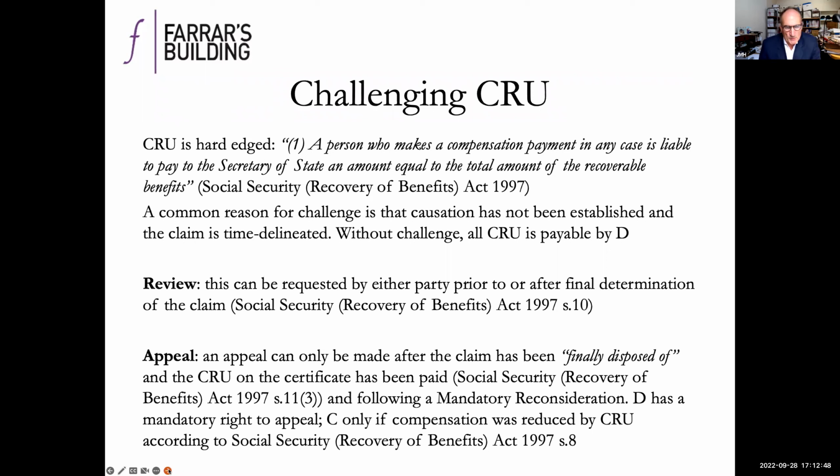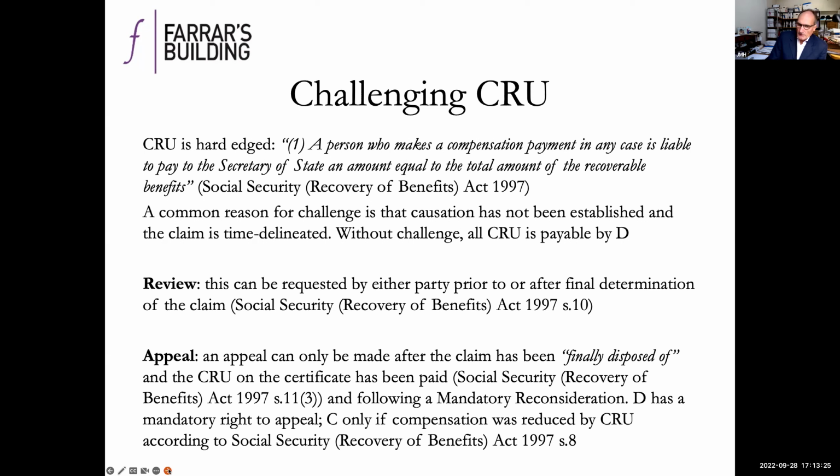First of all, the review can be requested by either party prior to or after the final determination of the claim. The review for the reasons I'm about to mention, in this pure sense under Section 10, is one which is to be addressed prior as opposed to after. And in relation to appeal, it can only be made after the claim has been finally disposed of and the CRU on the certificate has been paid. In other words, it's always an after the event exercise. And in those circumstances, it will always follow a mandatory reconsideration.